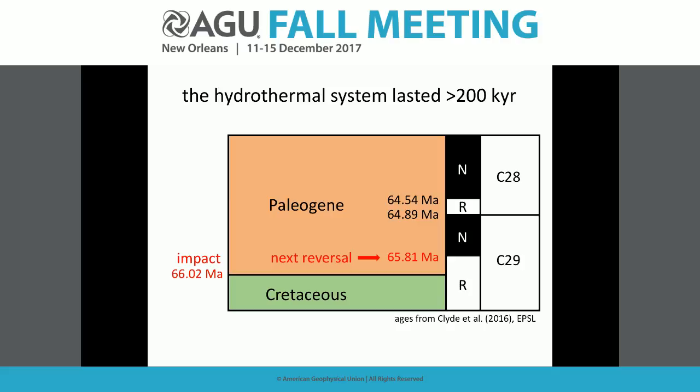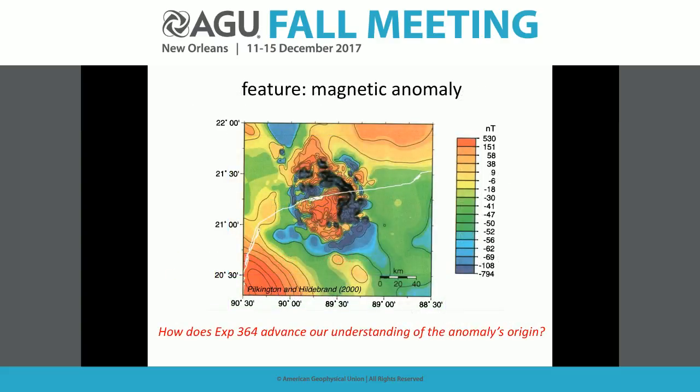So what does this mean? Well, we know the impact happened again during reverse polarity Chron 29R at 66 million years ago. But for there to be normal polarity recorded, that has to be when the field was normal. And the next time the field was normal, according to these uranium-lead ages from Clyde et al., you can use whatever reference you want for where the boundary is, the next reversal was 65.81 million years ago. So this tells us that the hydrothermal system and the creation of new titanomagnetite lasted for at least 200,000 years, which is a really long time. So that's the hydrothermal system.